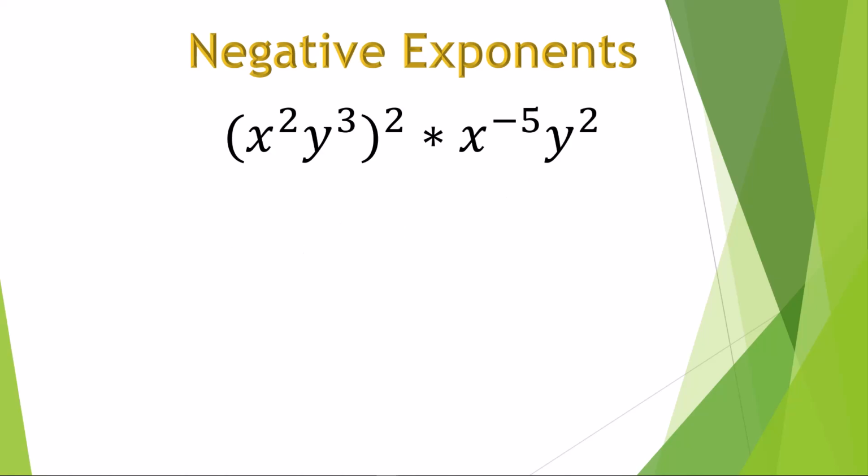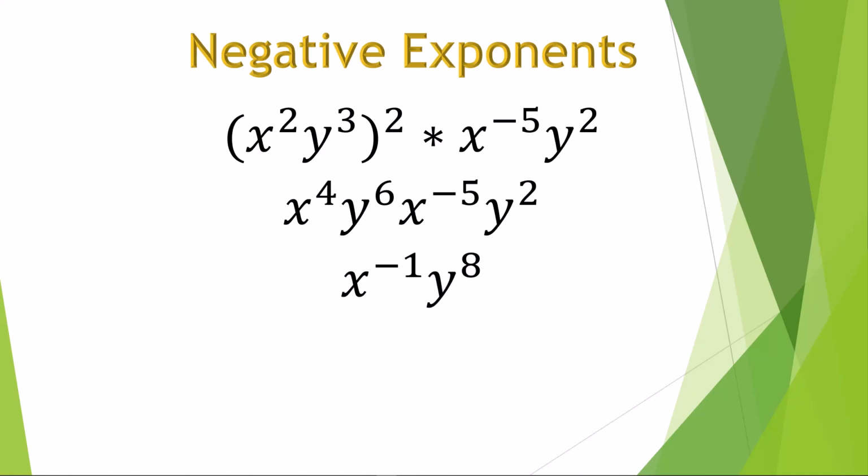In this example, more than one rule applies. We apply the power rule first, multiplying each of the exponents of the two powers inside the parentheses by 2, resulting in x to the fourth, y to the sixth, x to the negative 5, y squared. Applying the product rule, adding the exponents for x and for y, results in x to the negative 1, y to the eighth. Finally, the negative exponent is resolved, moving the x power to the denominator.